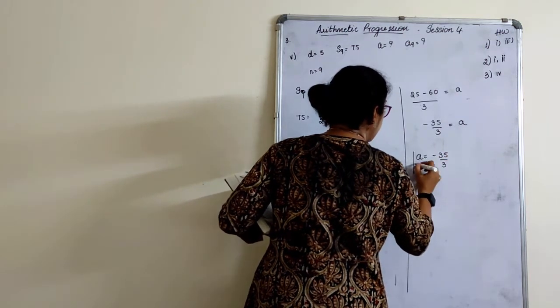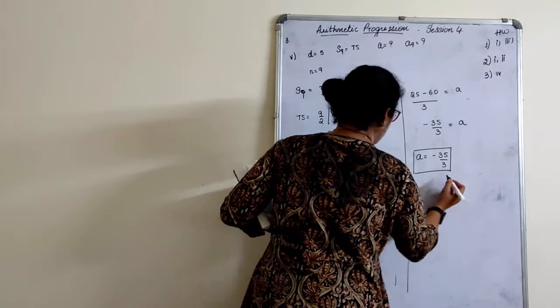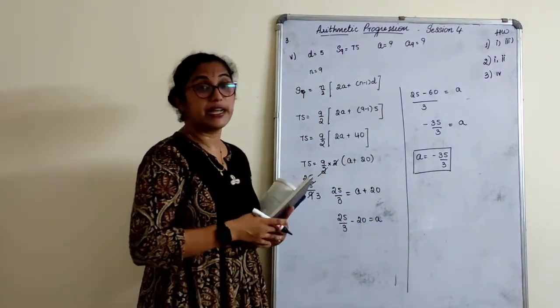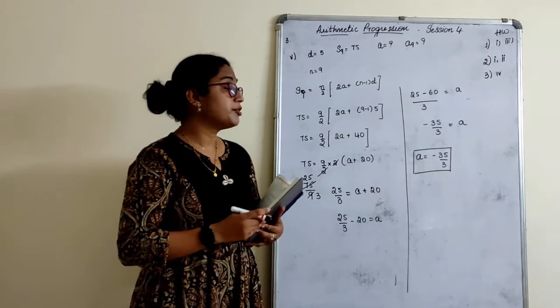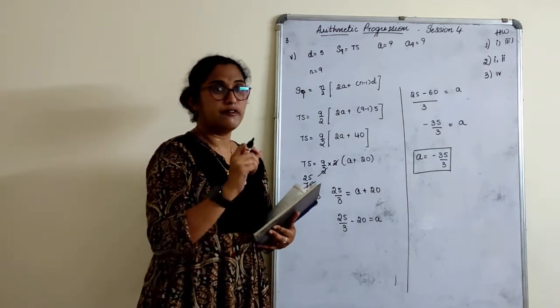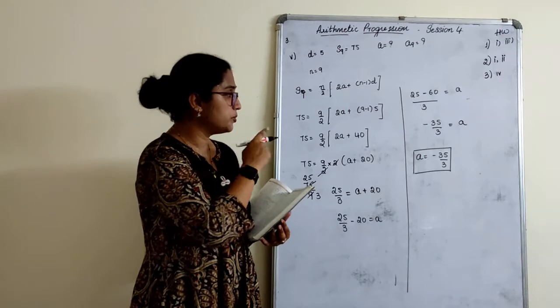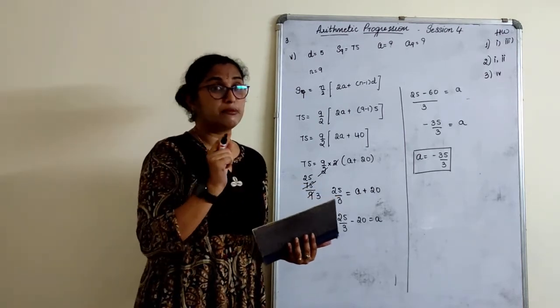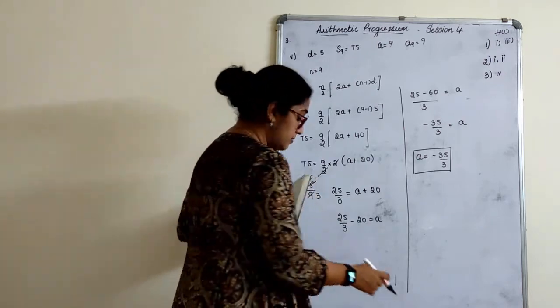Sometimes what happens when we get A like this, we doubt whether our answer is correct. But this is our answer. Yes, A can be minus 35 by 3 also, right? Because we usually get whole numbers or smaller fractions. So this is our A, that is minus 35 by 3, and again I am telling you, keep that in fraction, not in decimal.